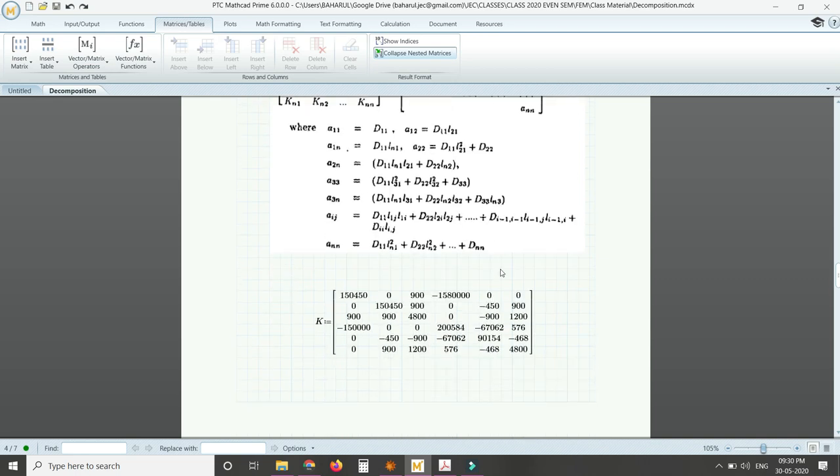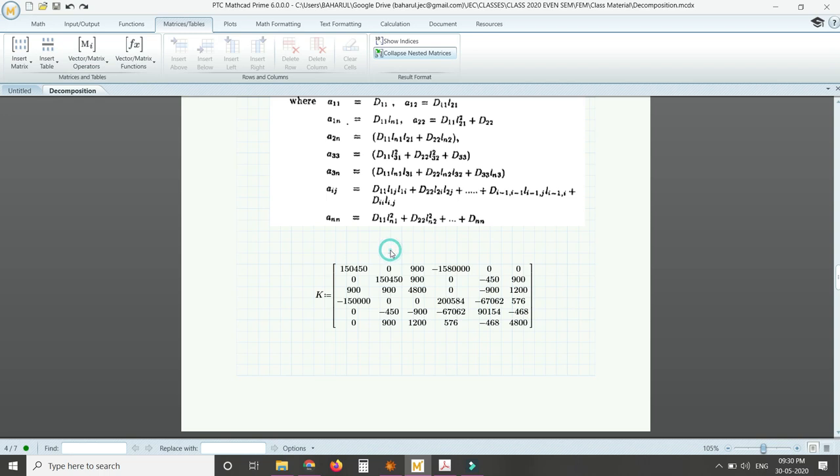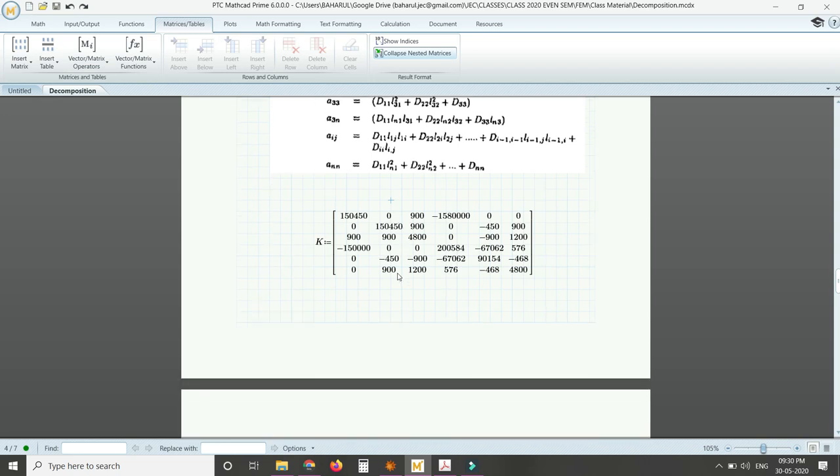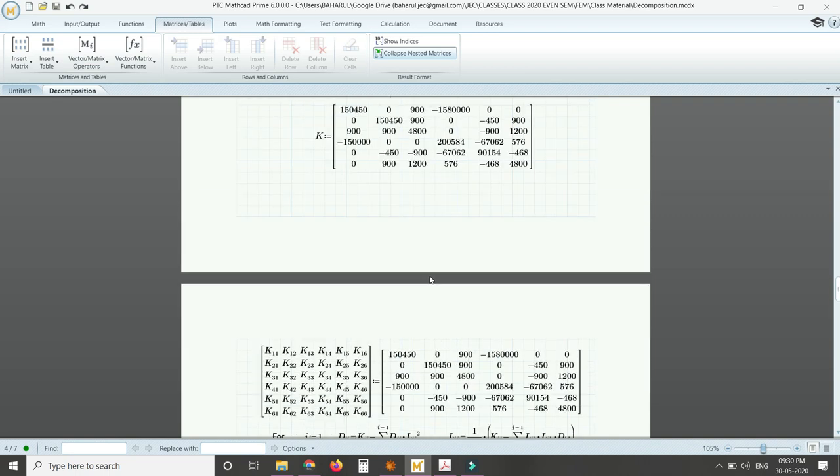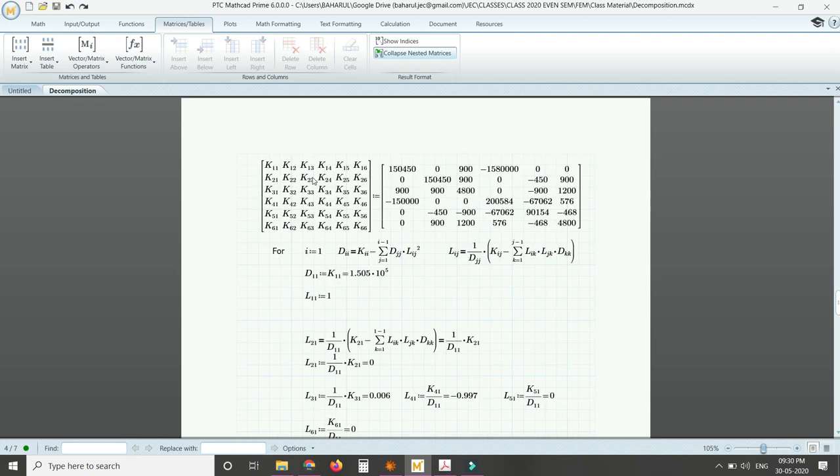Now let us consider an example and try to find out how to decompose it. So this is the problem. Suppose this is the stiffness matrix. A 6 by 6 matrix is already given to you. Now we want to decompose it. That means we want to find out the L matrix, D matrix, and L transpose. The first thing, suppose I define this particular matrix as K11. So this term is K11, this term is K12, this one is K13. I have just defined it over here.